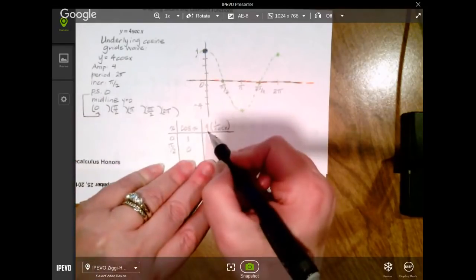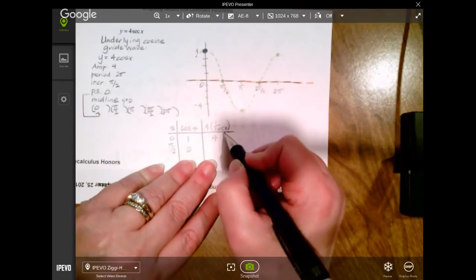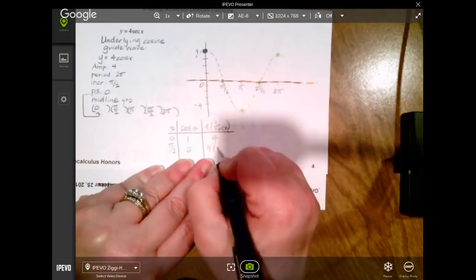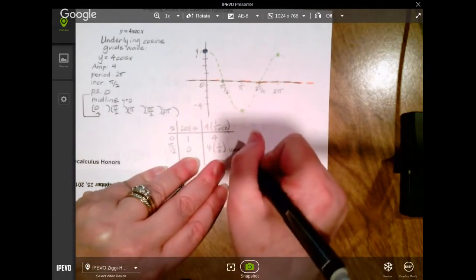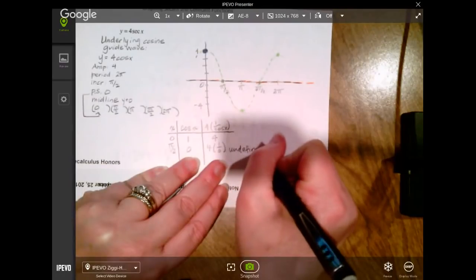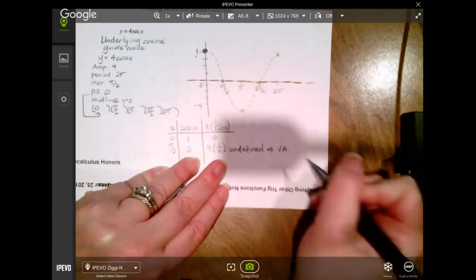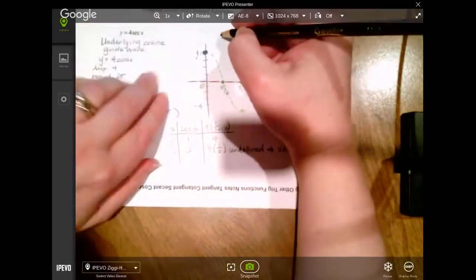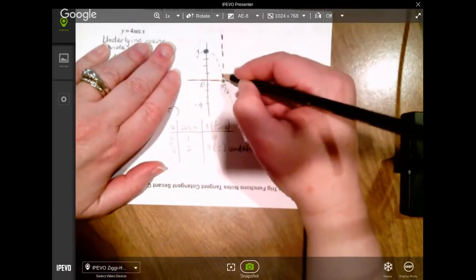So what happens when I go 4 times 1 over the cosine of pi over 2? That's like saying 4 times 1 over 0. But we can't do that, right? So it's undefined there, which means I have a vertical asymptote. Okay? So wherever my function hits the midline, I have a vertical asymptote. So I know that I'm going to have a vertical asymptote at pi over 2.